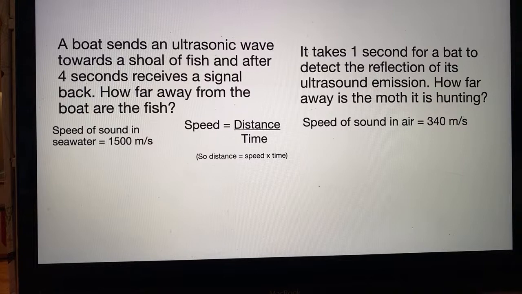How far away from the boat are the fish? And the speed of sound in seawater, to remind you, is 1,500 metres per second. And speed equals distance divided by time. And the second question, it takes 1 second for a bat to detect the reflection of its ultrasound emission. So how far away is the moth that it is hunting? And I've been kind of giving you the speed of sound in air as about 340 metres per second, but you would have to know that in your exam. They give you a bit of leeway. If you've said that it's like 330, you get a mark, whatever your answer was.